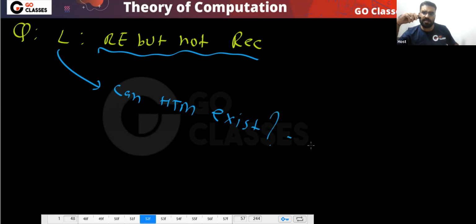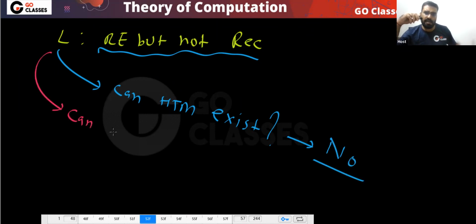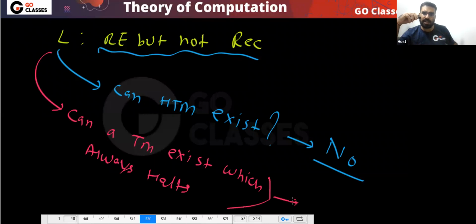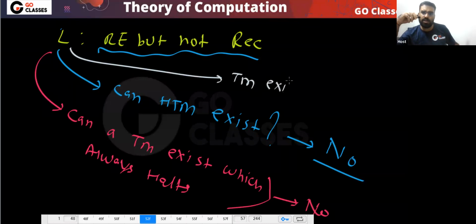Can a halting Turing machine exist? The answer is no. Basically, can a Turing machine exist which always halts? Again, the answer is no. Okay, can I say a Turing machine exists? The answer is yes. Is this clear?